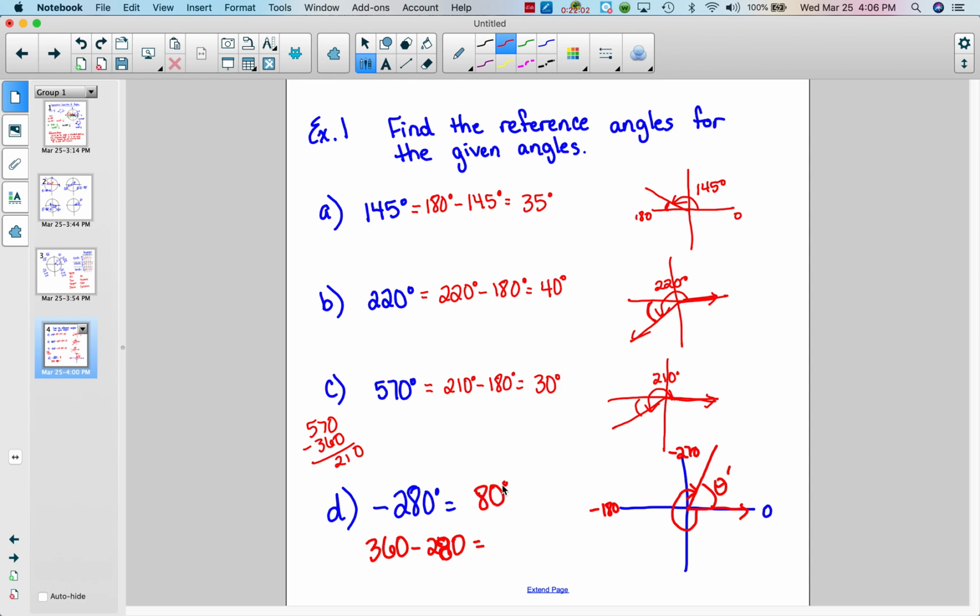Okay, I need to fix something right here. These are not equal. These are the reference angles. That was an improper use of an equal sign. I can use the equal sign here, but these are the reference angles. These are not the same as the angles. So yeah, I'm glad I caught that.